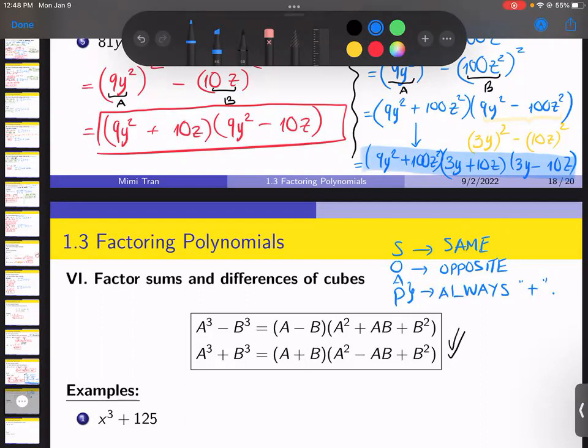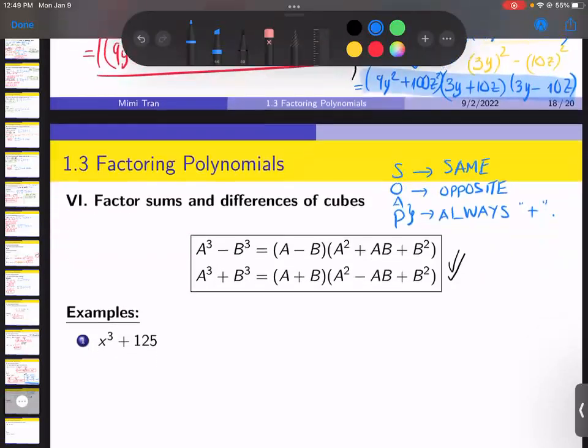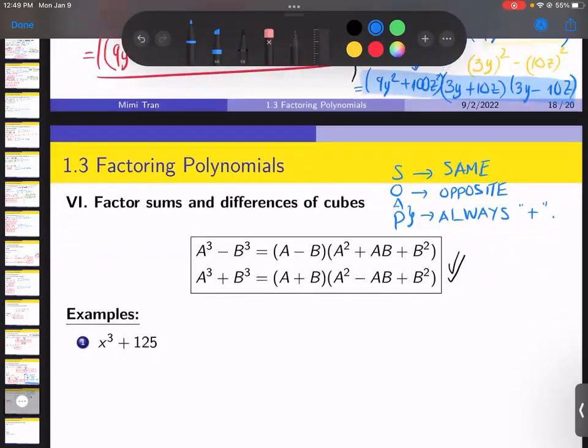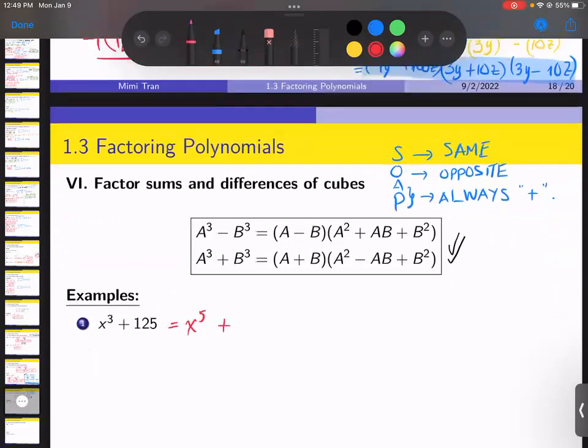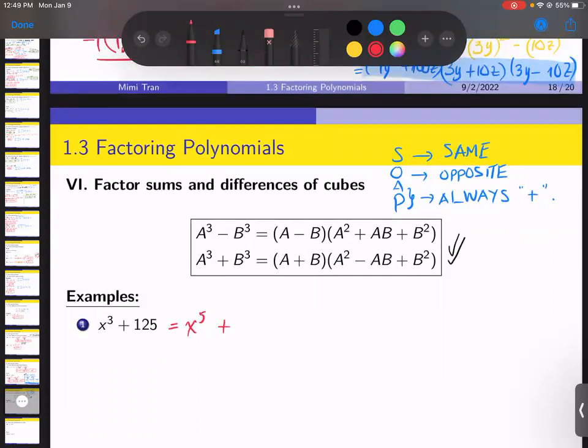Need another moment to absorb that formula? Why don't you try this one? If I was you, I'd rewrite this before I actually start. So it's going to have x cubed. What number when I cube it gets me 125? 5 cubed. I'll write it like that first. So x is my big A and 5 is my big B. If you want, you can put the parentheses in.